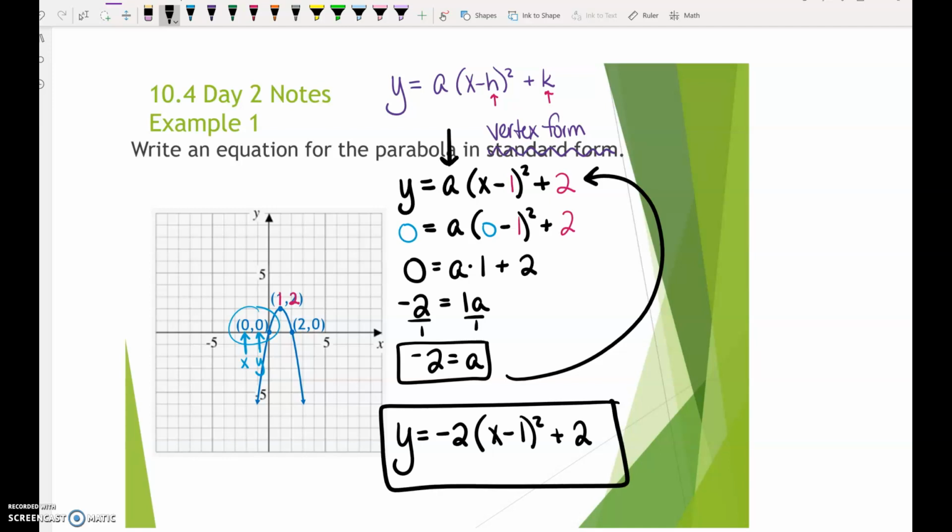So use this formula, plug in your vertex, plug in a point. So in this first step, you're plugging in your vertex. In the second step, you're plugging in your point. And then your third step is to solve and figure out what that A value is. And then your fourth step is to go back to your first step and replace A with that number that you figured out.